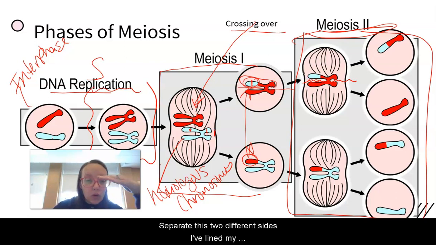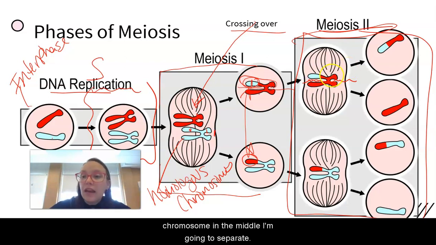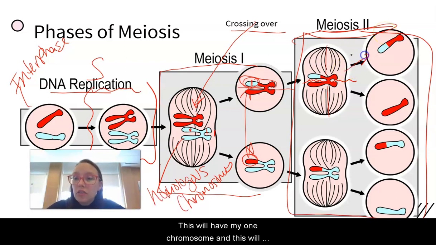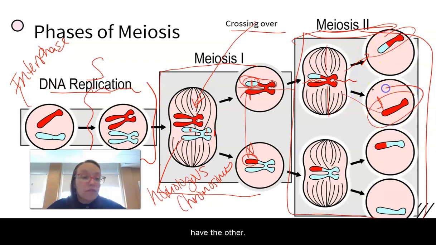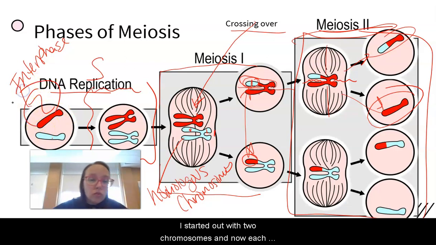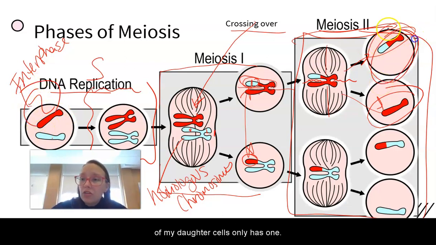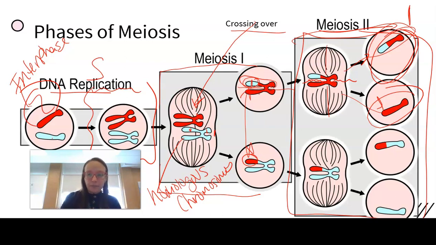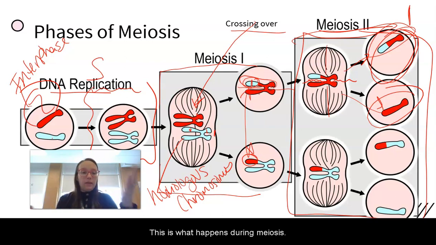I've lined my chromosome up in the middle, and I'm going to pull away the two different sides. So this will have my one chromosome, and this will have the other. Notice, I started out with 2 chromosomes, and now each of my daughter cells only has 1. Haploid. I have half the amount of genetic information. So this is what happens during meiosis.